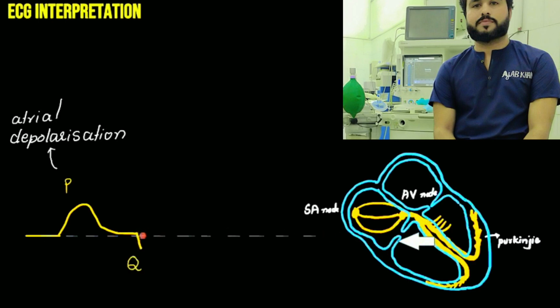That is captured as a small Q wave on ECG. A small negative deflection that appears as Q wave, because the current is flowing in the opposite direction, not in the downward direction. That's why we see a negative deflection.